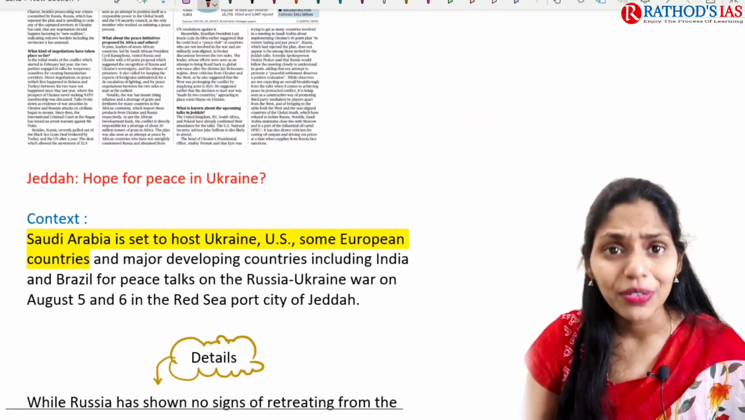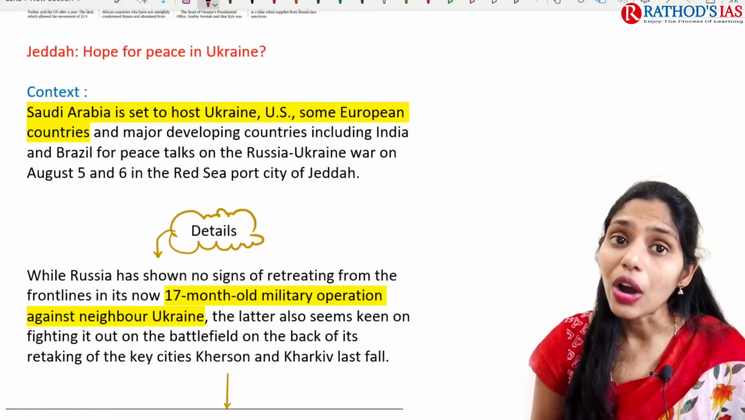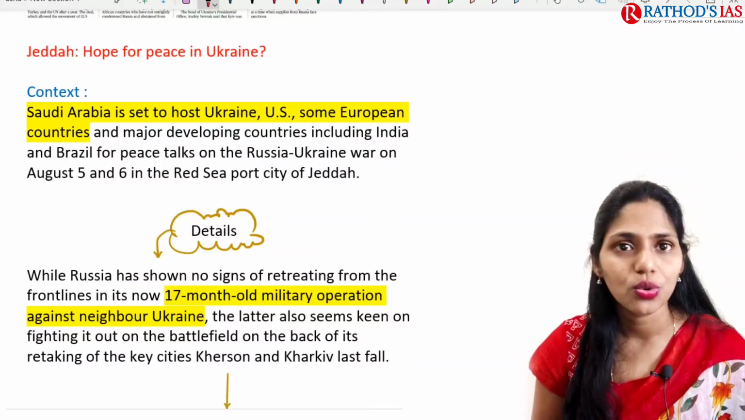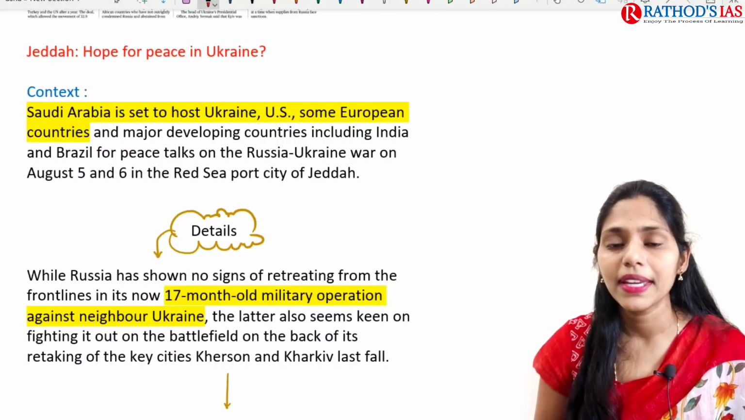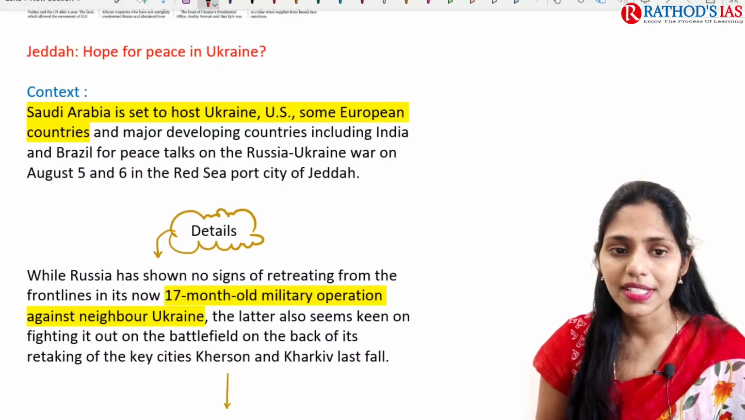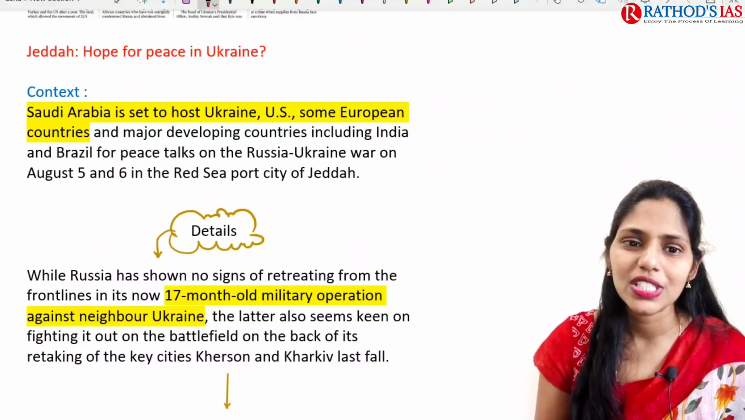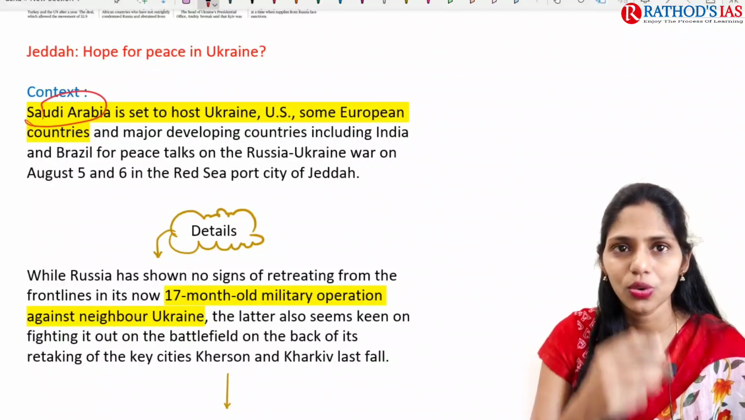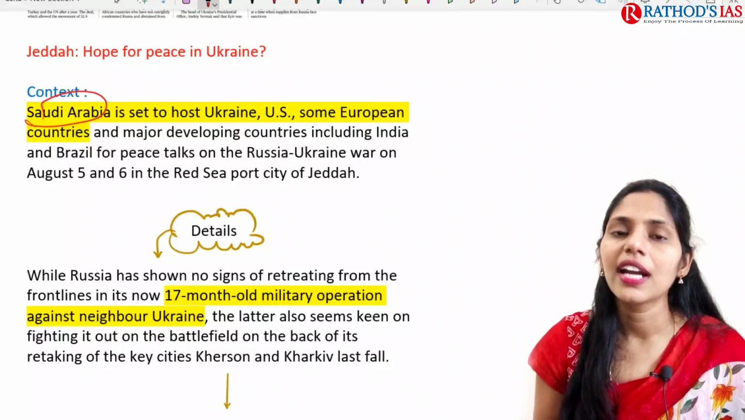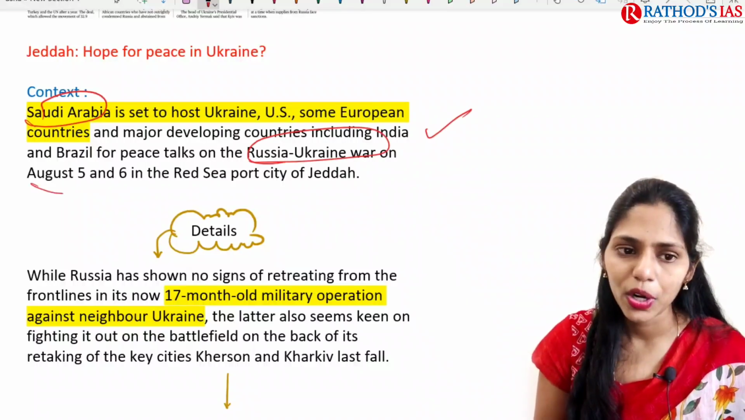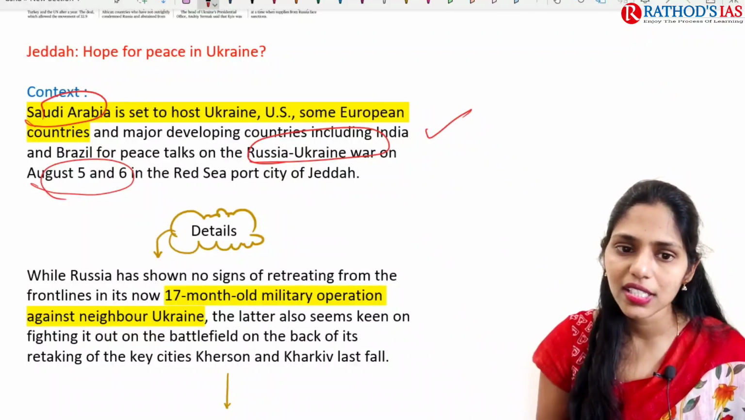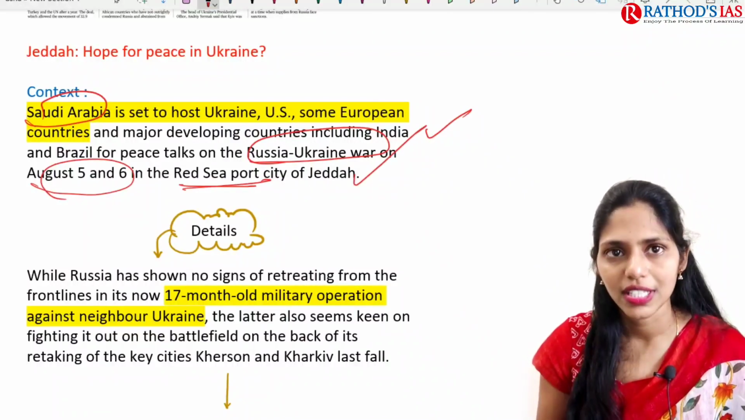And if you are talking about the context, it says that Saudi Arabia is set to host Ukraine, the US, some European countries and major developing countries including India and Brazil for the peace talks. So which country is hosting? That is Saudi Arabia. It is regarding the peace talks on the Russia-Ukraine war, and it is going to happen on August 5th and 6th, in the Red Sea port city of Jeddah.